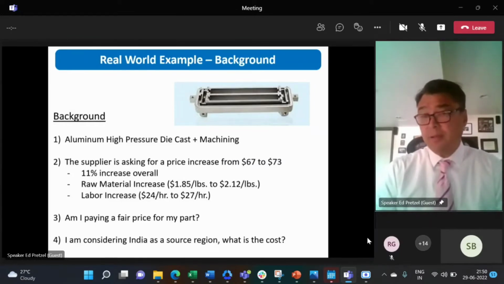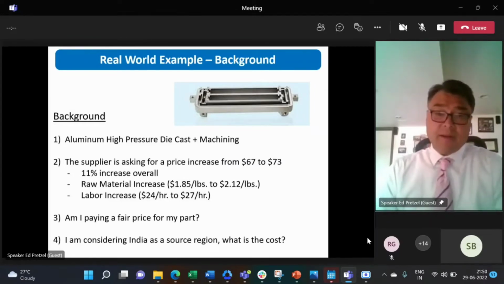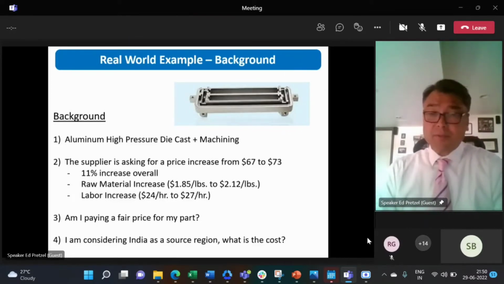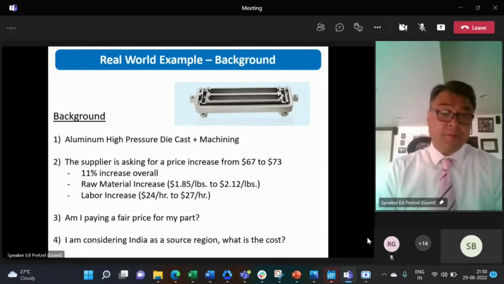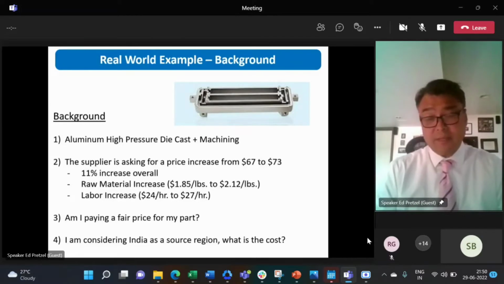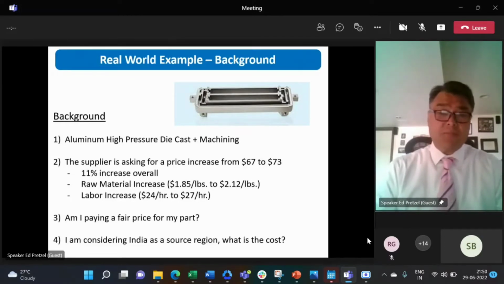May seem reasonable given our inflation rates, although we have also heard that parts are getting multiple increases over the last 18 months, and they're expected to continue to get some increases into the future. So the reason for the increase is raw material increase from $1.85 per pound to $2.12, and then also a labor increase from $24 per hour to $27 per hour.